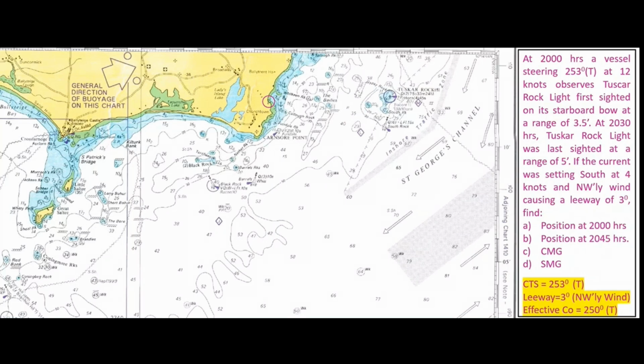So now we first draw the 2000 hour position circle. We identify Tusker Rock. This is C1, with C1 as center and first sighting range of 3.5 miles as radius. We draw this position circle, the blue one. This is the position circle at 2000 hours. Now we have to run this circle up by 30 minutes to transfer it to 2030. That means we'll have to transfer the center C1. So we draw the effective course through C1 represented by single arrow. Now the ship is doing an engine speed of 12 knots.